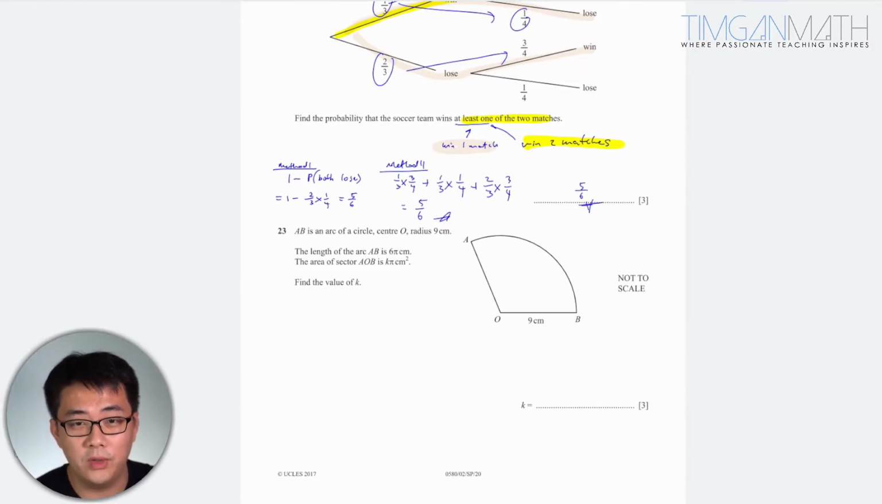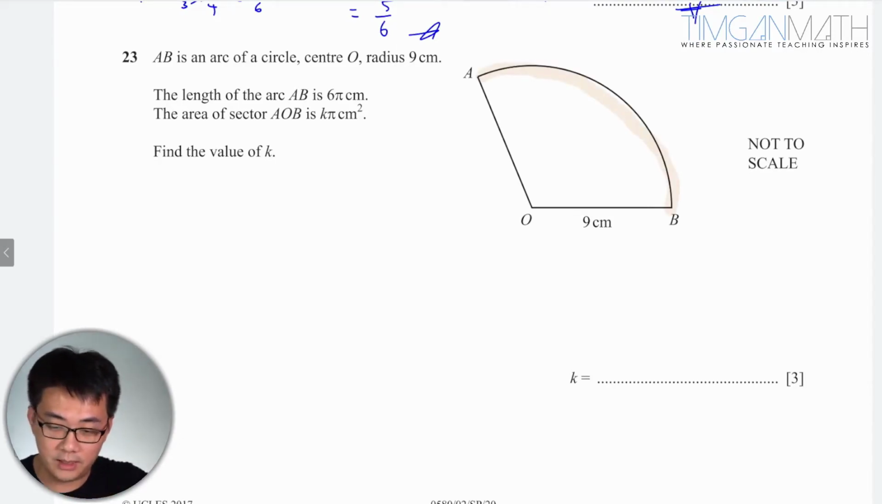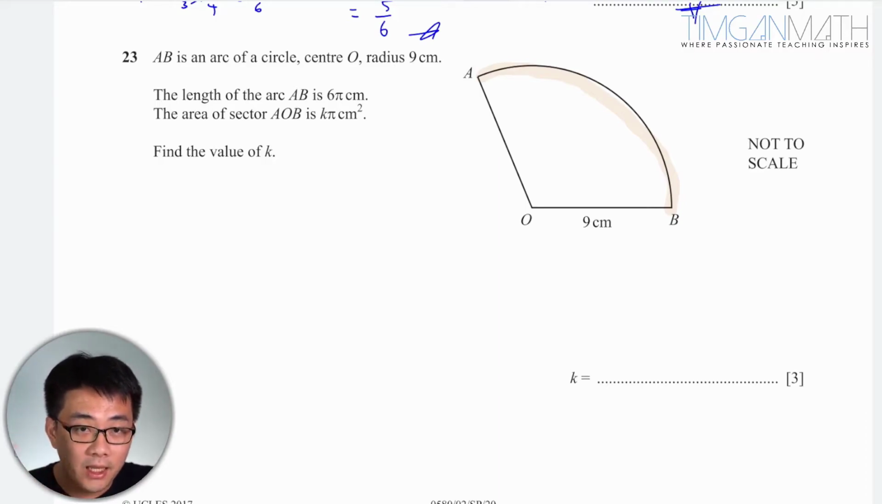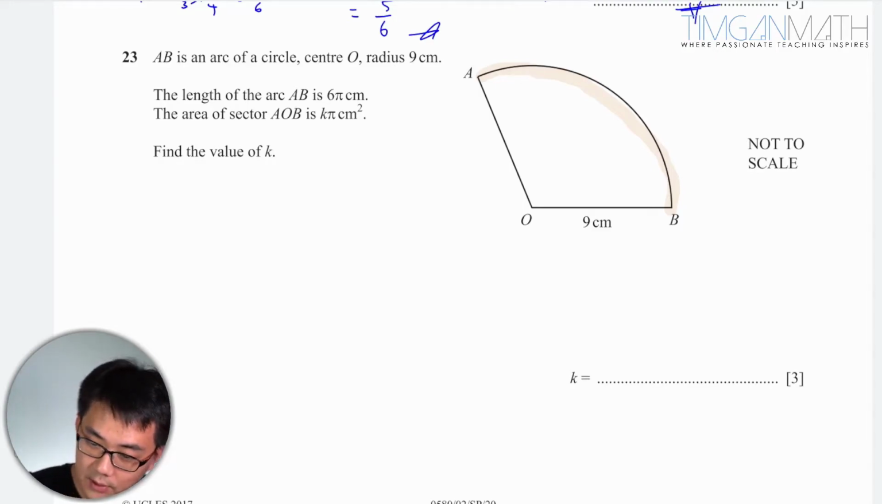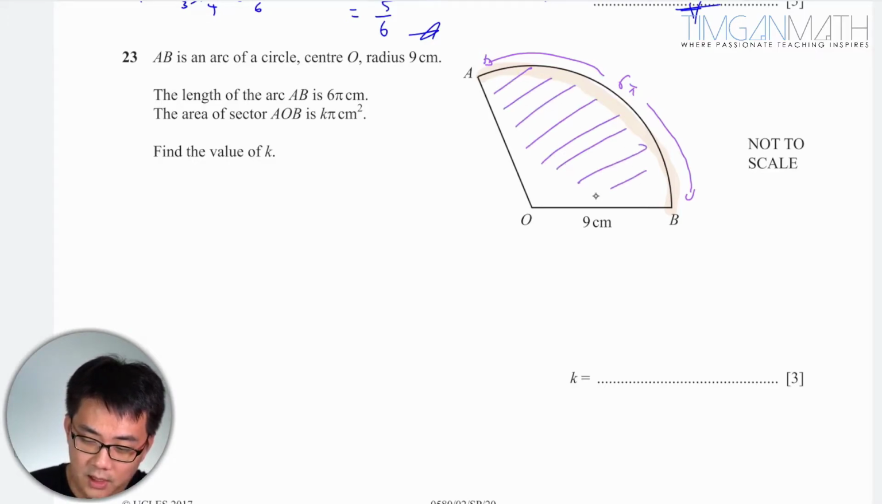Let's look at question 23. AB is an arc of a circle. So this is an arc of a circle, great, with center O, radius 9 cm. The length of the arc AB is 6 pi. So this arc here is 6 pi. The area of the sector is k pi. So the area of this sector here is k pi square.